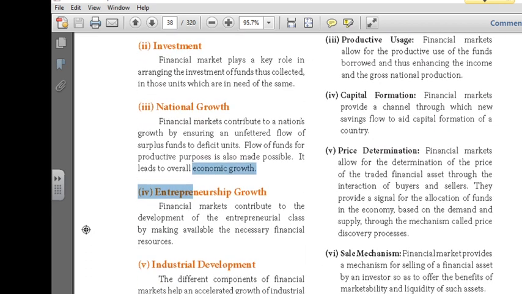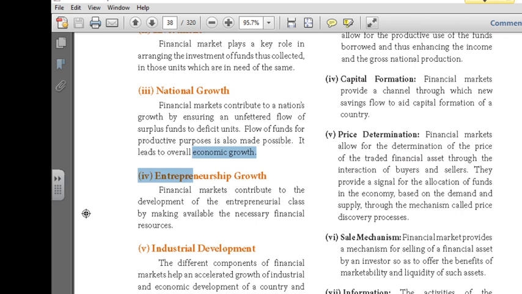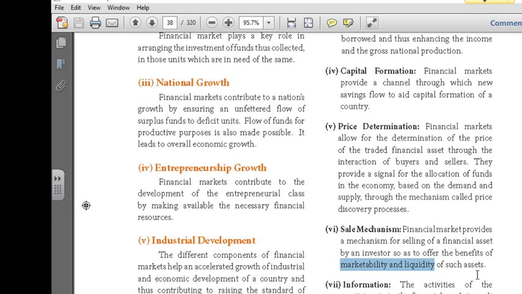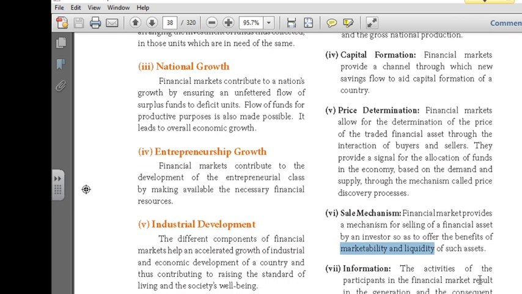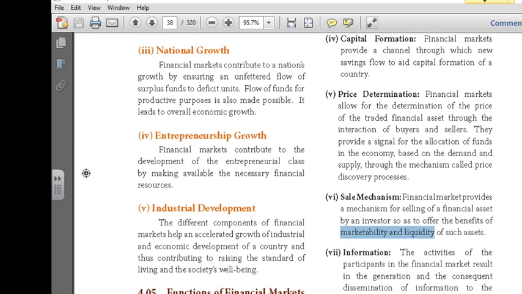Next is the sale mechanism. It is about financial assets being sold by investors, offering the benefits of marketability and liquidity. Liquidity means transfer into cash only. An asset which can be easily transferred into cash is known as liquid. Next, about information: the activity of the participants in the financial market helps the generation and consequent dissemination of information to the various segments. Why? Because it reduces the cost of transactions of financial assets.